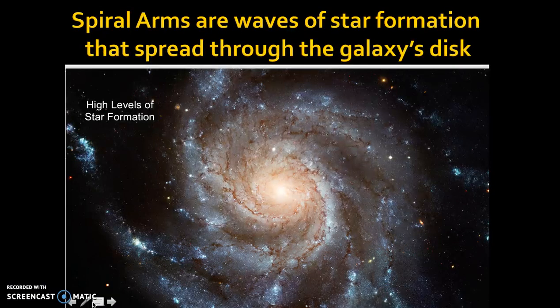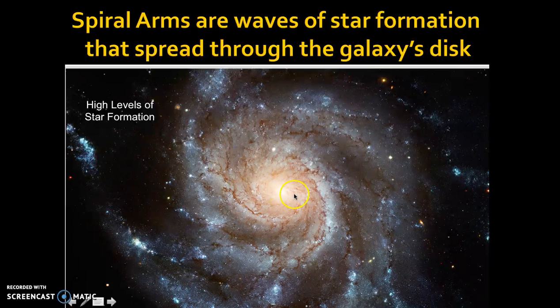Okay, so looking at the star formation in our galaxy, the spiral arms are waves of star formation that spread out throughout the galactic disk. And we see a lot of star formation happening in these spiral arms, and not as much happening in the disk. So the spiral arms are moving as one unit through the disk. The stars are actually moving through all this gas and dust as well.